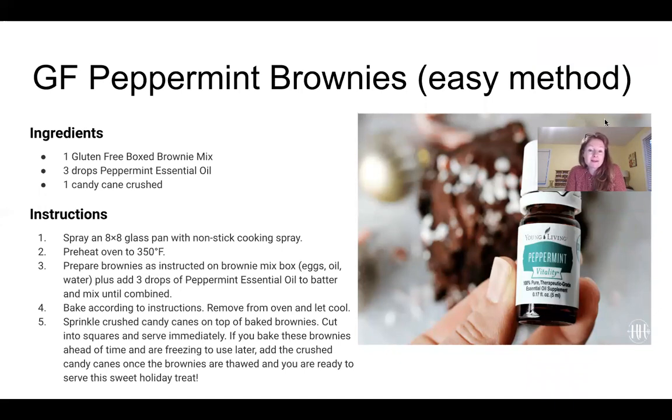This is the easy method. So you can make your brownies from scratch and do the same thing. This one actually is using a gluten-free boxed brownie mix. And then you're just adding 3 drops of peppermint essential oil. So remember, peppermint's one of the ones that's going to be really powerful, really strong. So 3 drops in your entire recipe is going to do just fine. It's going to be plenty.